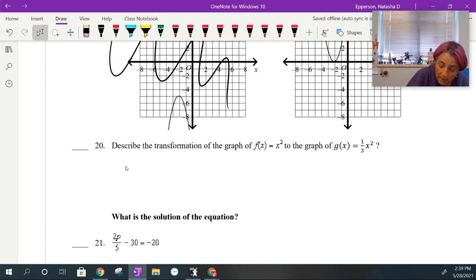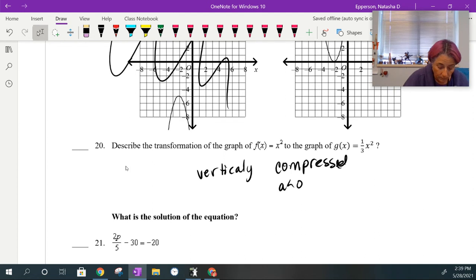Number 20, describe the graph from f of x to the graph of g of x. The graph of g of x is vertically compressed because our a value is less than 0.